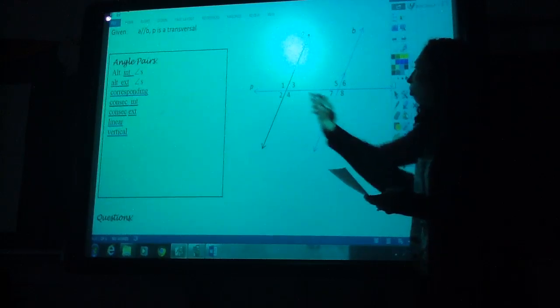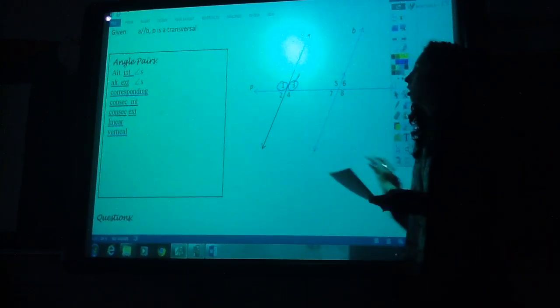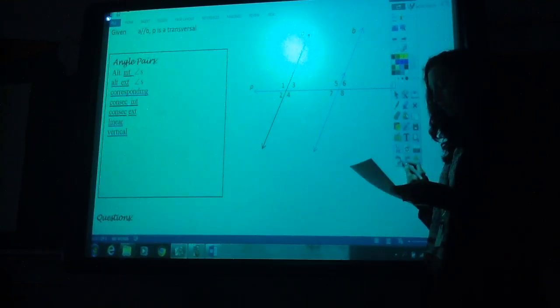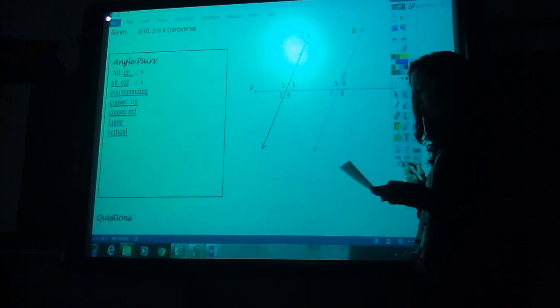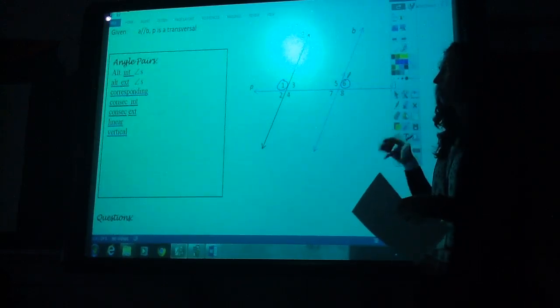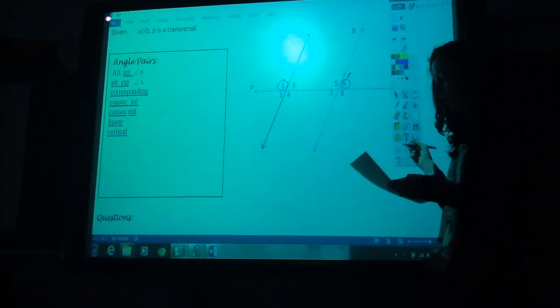Number 7, 1 and 3, they are linear. They form a linear pair. Number 8, 6 and 1 are consecutive exterior, same side of the transversal on the outside.